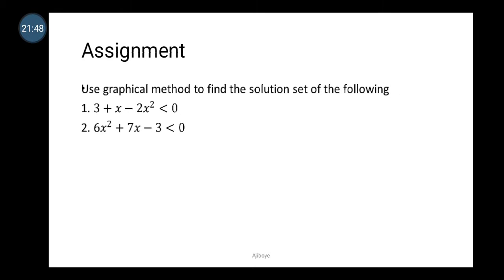Then attempt the assignment as well. It is similar, all right? In this case, you factorize. When you factorize, you then find the zeros. When you get the zeros, you express the zeros on a graphical display, and then find the set of x for which the graph is below the x-axis or for which the graph is negative, and you'll be able to do that. All right, so these are the classwork and the assignment.